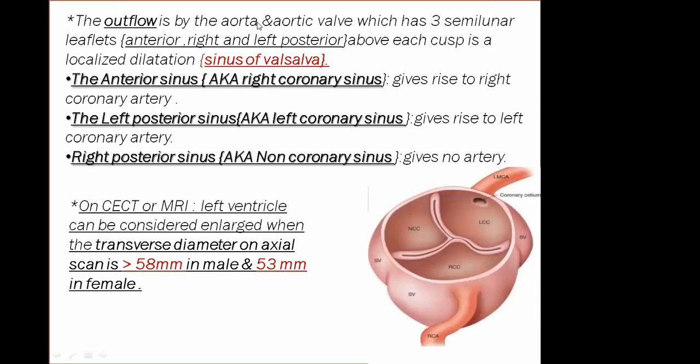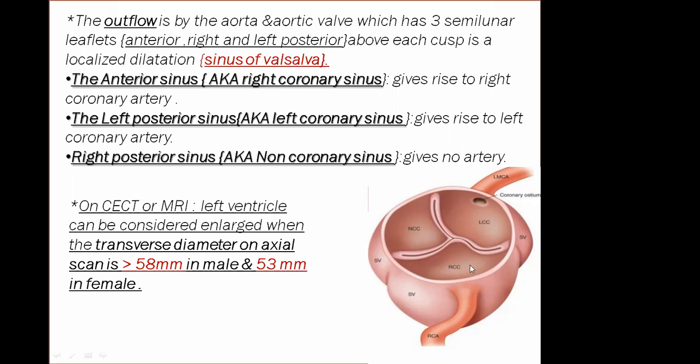The outflow is by the aorta and the aortic valve, which has three semilunar leaflets: the anterior, right, and left posterior. Above each cusp is a localized dilatation, which is a sinus of Valsalva. The anterior sinus, also known as the right coronary sinus, gives rise to the right coronary artery. The left posterior sinus, also known as the left coronary sinus, gives rise to the left coronary artery. The right posterior sinus, also known as the non-coronary sinus, gives rise to no artery.